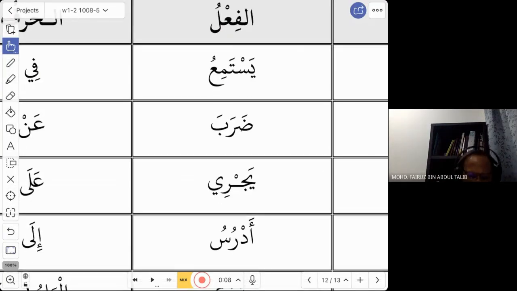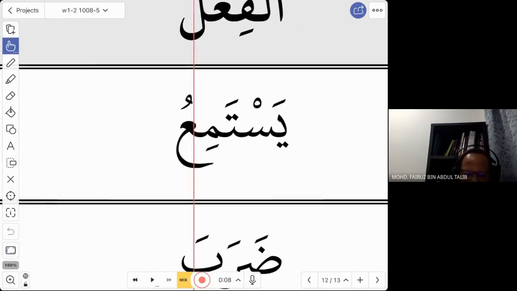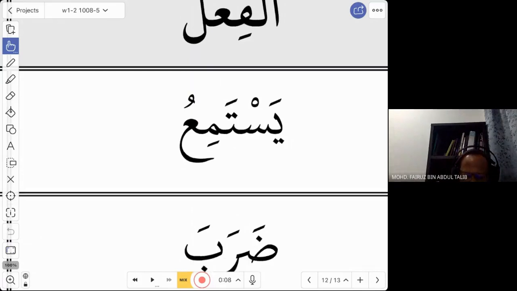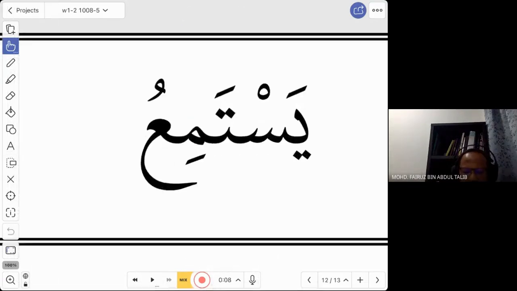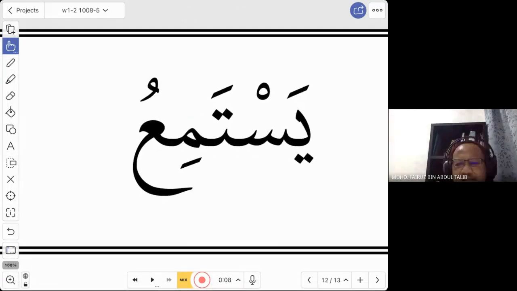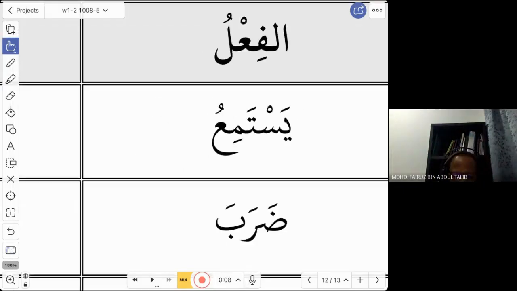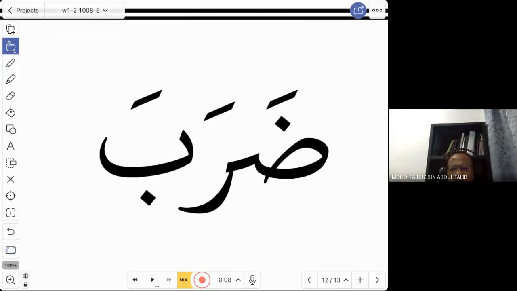I will just give you the words, and you will read the word. Okay, the first word. Yes, dalili. Yastami'u. Good, correct. So this is yastami'u, which means listens. Yes, this is a verb, because it contains the meaning of an action. Listen, that is a verb. Good. Now the second word.